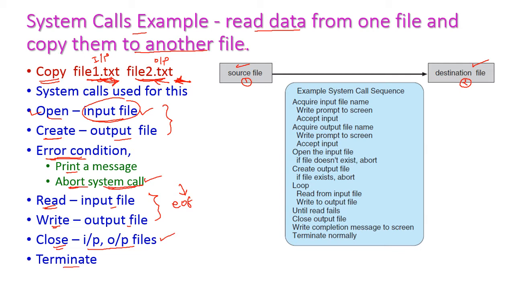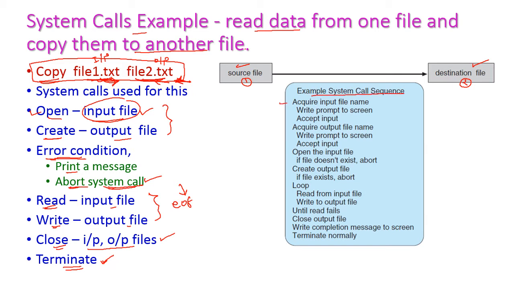After that, terminate the system successfully, and a success message will be given to the user. So these are all system calls which will be executed by the operating system to execute simply this copy command. From this diagram we can see the system call sequence.